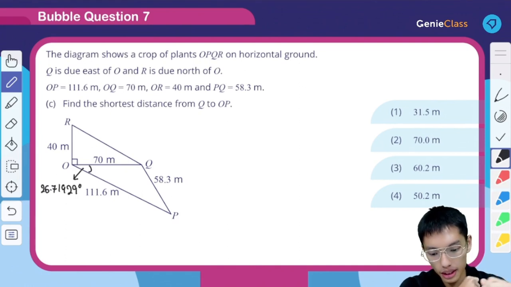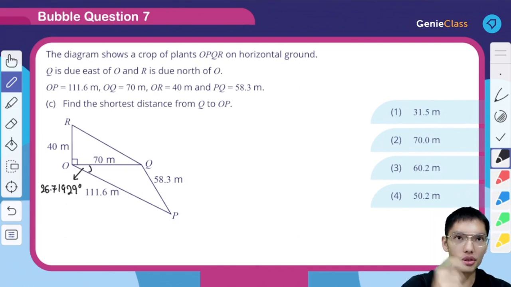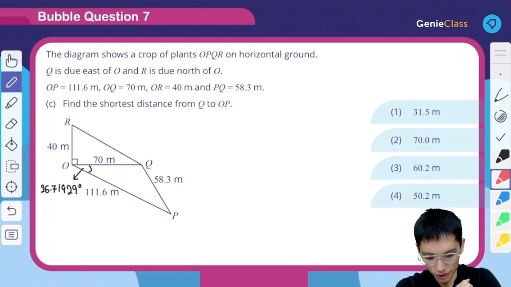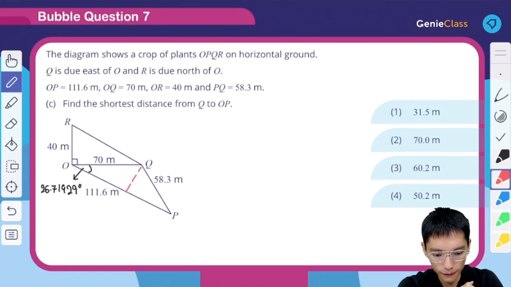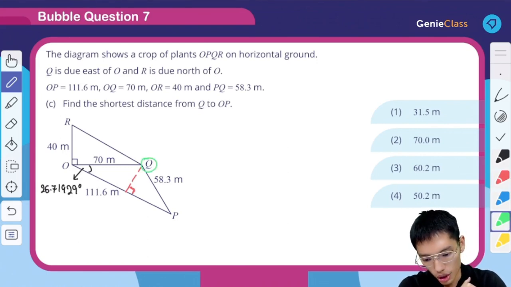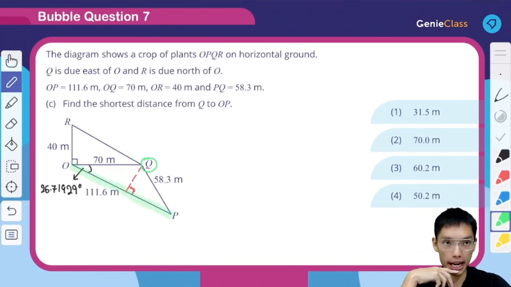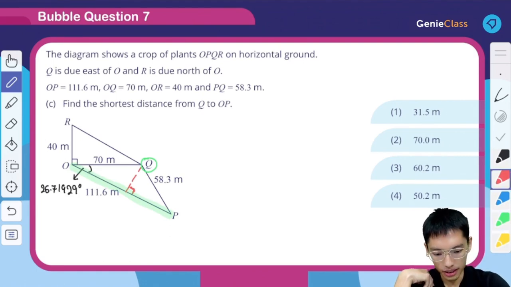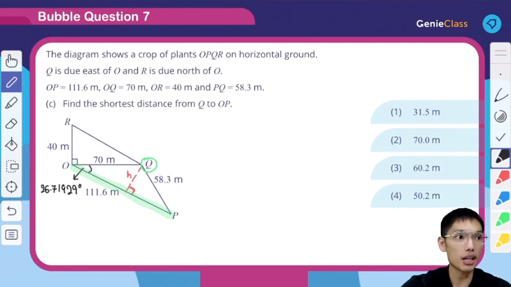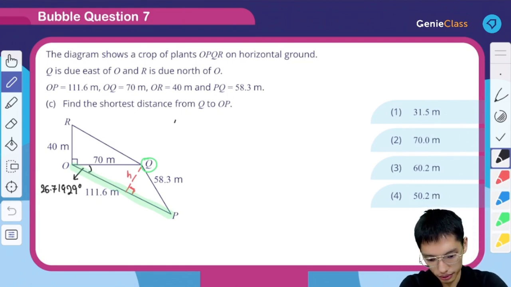Now, how will we do it? Since most of you got it, something links to your mind. Shortest distance refers to the perpendicular distance from Q to OP. So we are looking at the perpendicular distance. For a triangle, you have half times base times height. But I realize we need to find my height over here. So we need another way to find the area of the triangle.